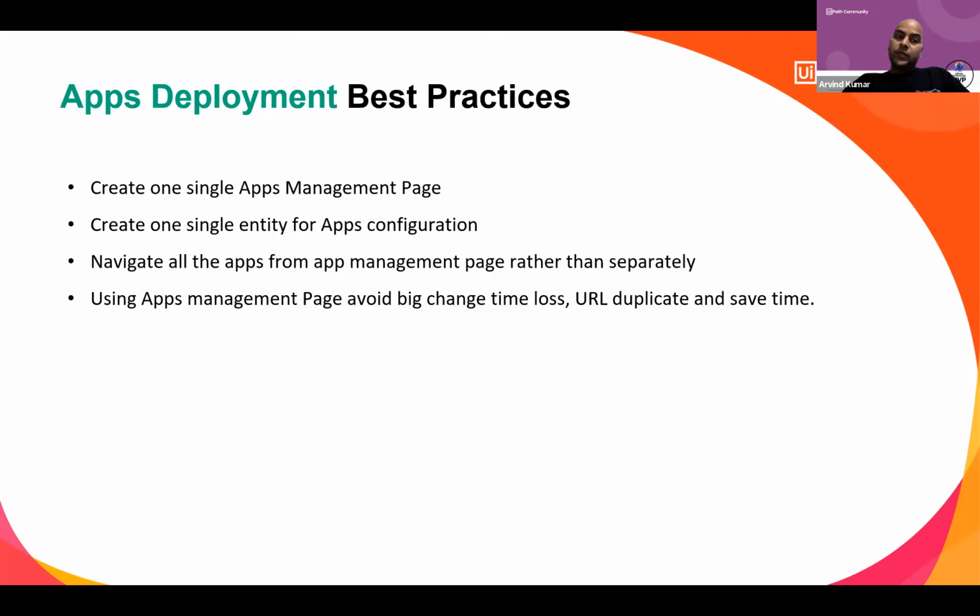So, apps deployment best practice: create one single apps management page. What you can do is create one single apps management app, and it will take care of all your subsidiary apps. Maybe you will have a leave request, a job application, an HR application, a number of apps, right? So create one global app which will take care of all your apps, and then you can navigate from your global app to all the apps individually.